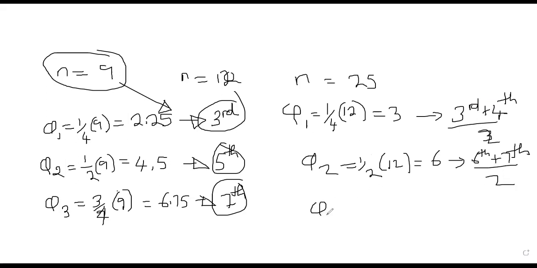And the third quarter, it is 3/4 of what? 12. So 3/4 of 12, we're going to get the 9th position. 9th position means what? Don't get only the 9th position, get the 9th and the what? The 10th position, divided by 2.